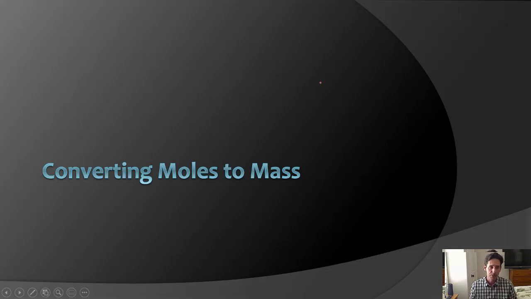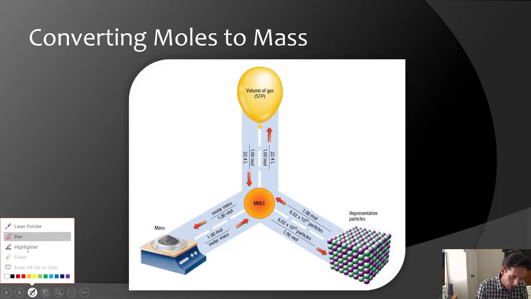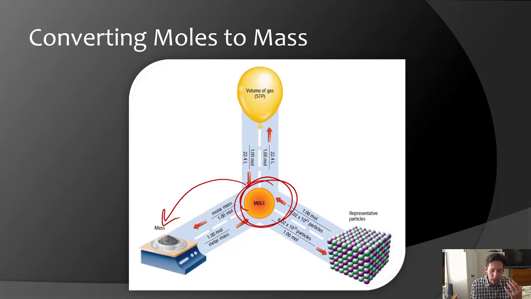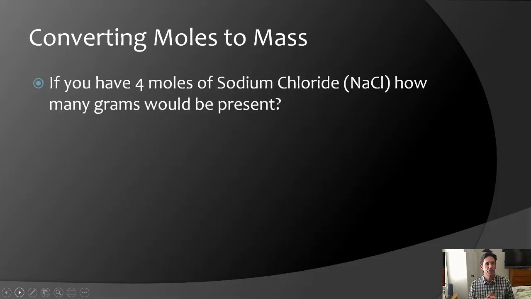We're going to go the opposite way here. In this particular one, we're going to go from moles to mass. So in this direction, we're doing the opposite. But here's the thing: we still need the molar mass, and we get that molar mass from the periodic table of elements, ladies and gentlemen. So let's take a look at our next example.